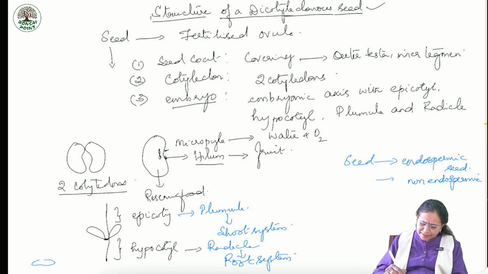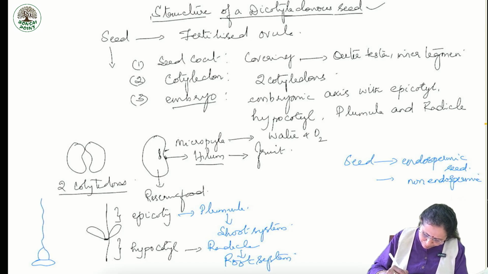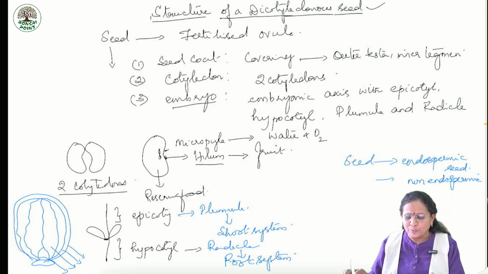See, this is the hypocotyl region of a seed. This is the embryo. This is the cotyledon. This is the endosperm. And finally, this is the seed coat. So, this is the hypocotyl, endosperm, this is the cotyledon, and finally, this is the seed coat.